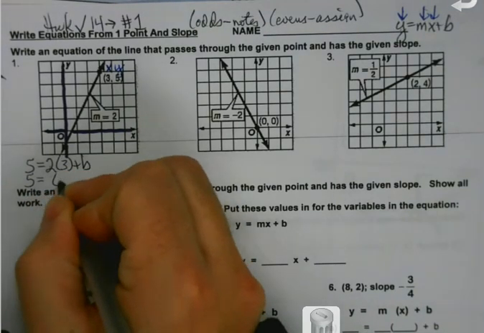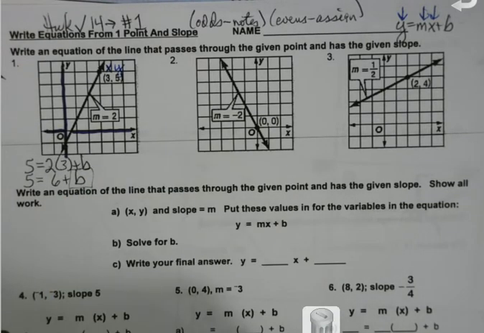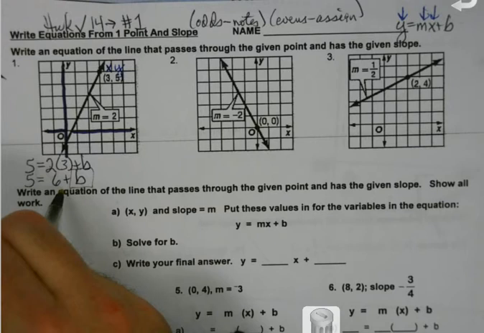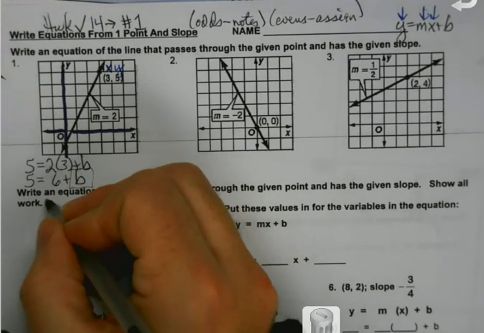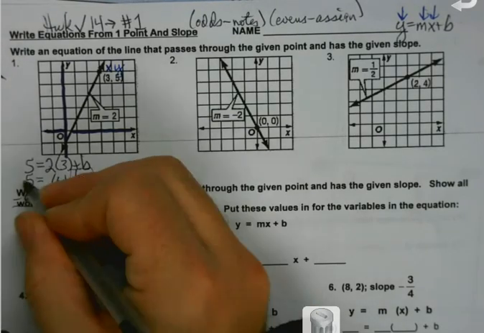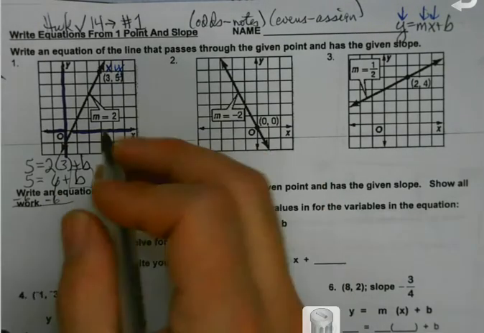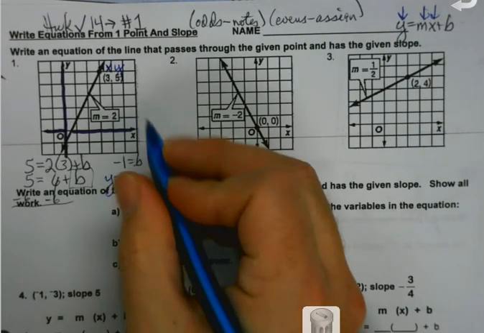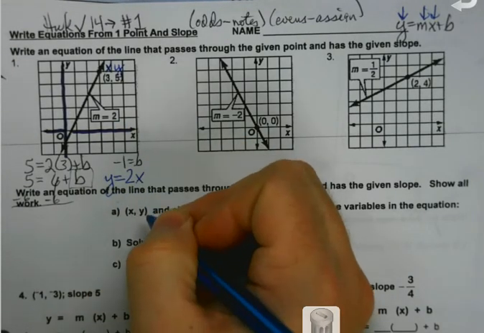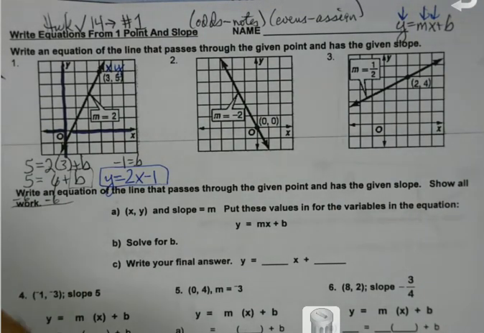If 5 equals 6 plus b, what do I have to do to get b by itself? How do I get rid of the positive 6? Right, I do the opposite. I subtract it from both sides. So if I subtract 6 on both sides, 5 minus 6 is -1, and I can even see it here. So if you can see it on the graph, you can use that. But here's the cool thing. Once I do that, I just write the equation: y equals, I put in my m, x, and then put the b on the end. You're like, wait, come with that again? Okay. Let's come with that again.